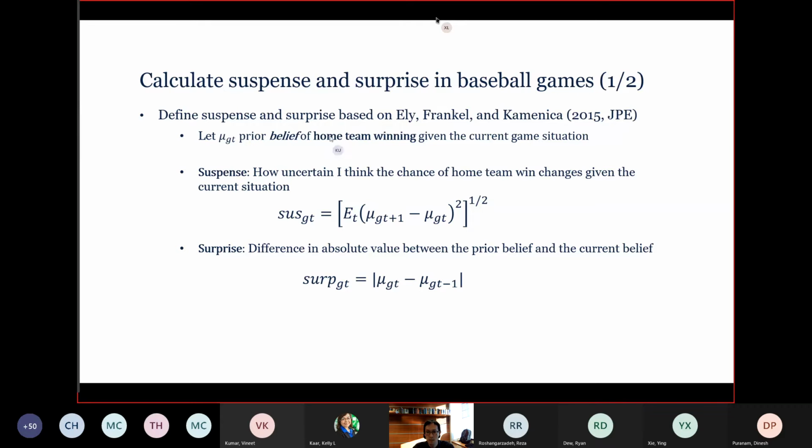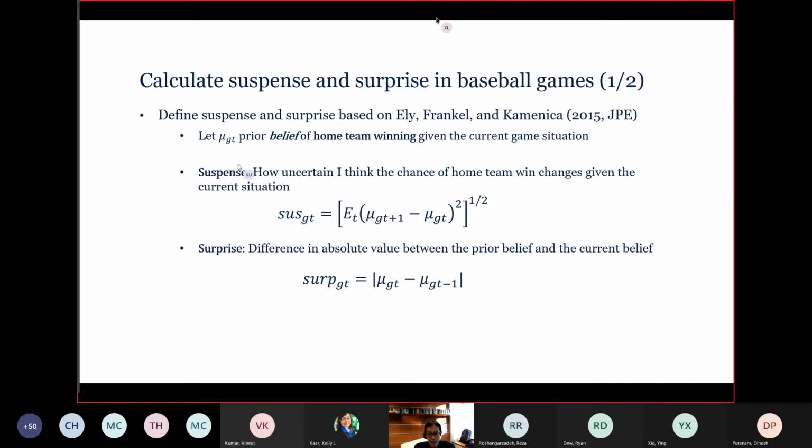So MuGT shows the belief about home team winning probability given all available information at time t. So the viewer is Bayesian rational. Given all the available information, they calculate and estimate the probability that the home team is going to win this game. That's MuGT. And using this MuGT, we can now estimate suspense and surprise.